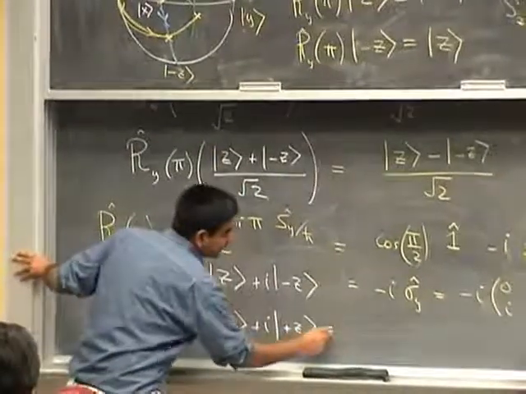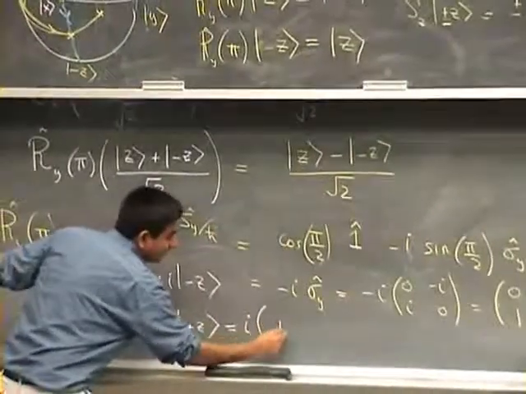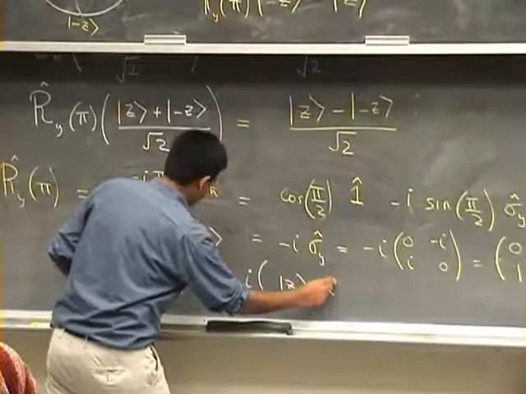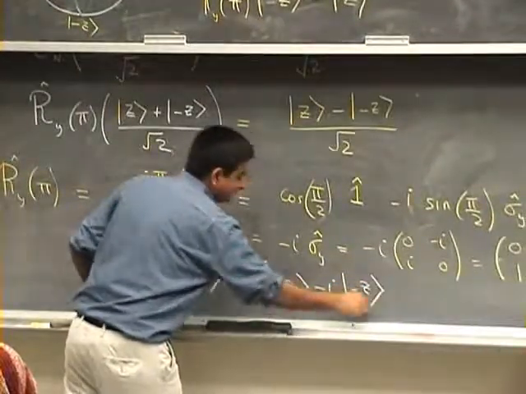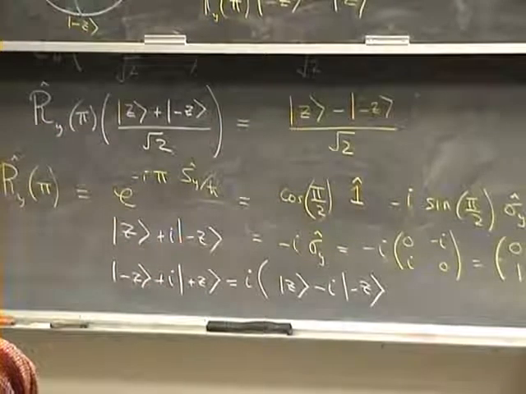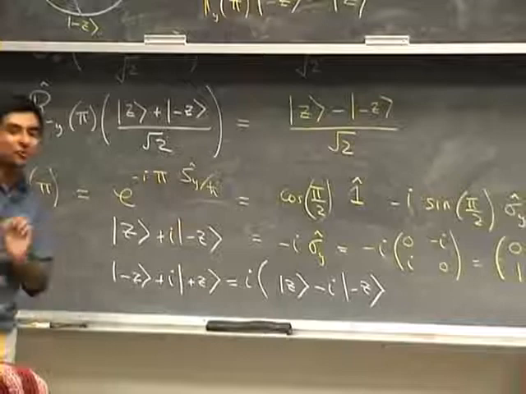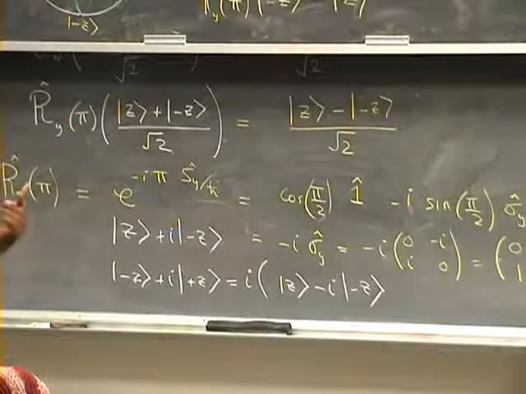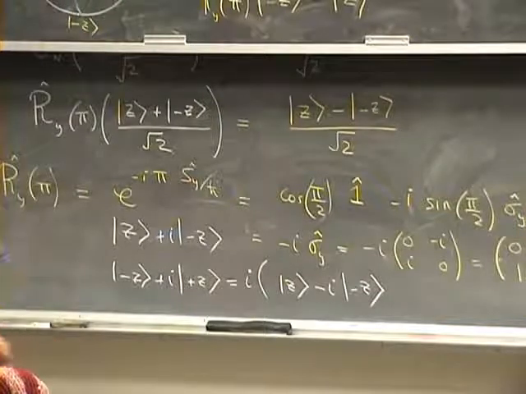And what is this equal to? This is iota, I take common, z, and minus iota, minus z, which is different from the state that you intend to achieve. So 180 degree rotation on the y-axis is not a quantum NOT gate. But a 180 degree rotation about the x-axis is a quantum NOT gate.